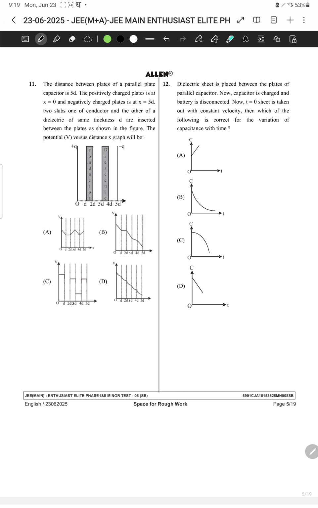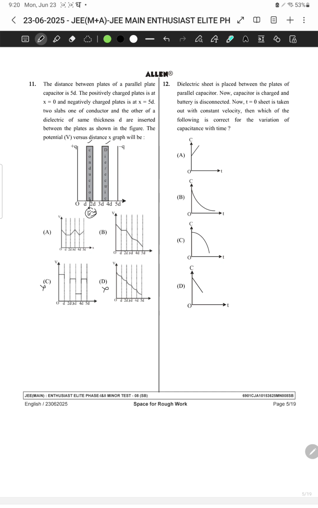Question number 11. The distance between plates of a parallel plate capacitor is 5D. So this is positive here, this is negative. Okay, one sheet is conductor, one is dielectric. So we need to find the potential difference versus X. First of all, when we move from left to right, the potential keeps on decreasing, right? The positive plate is at high potential, the minus Q plate is at low potential. In a conductor, we know the electric field is 0, that means the potential remains constant. So from D to 2D, the potential remains constant. So that means these two options are wrong.